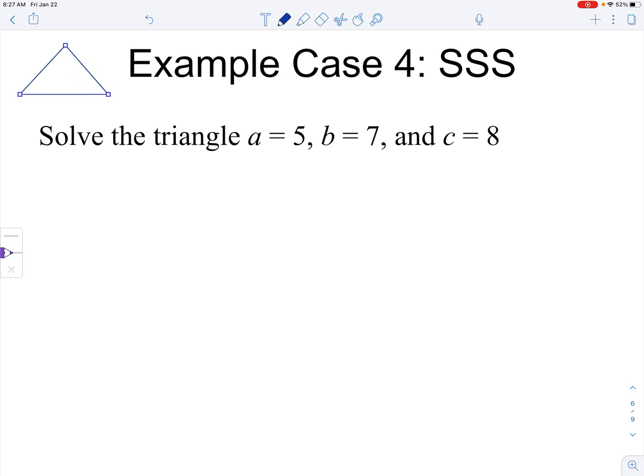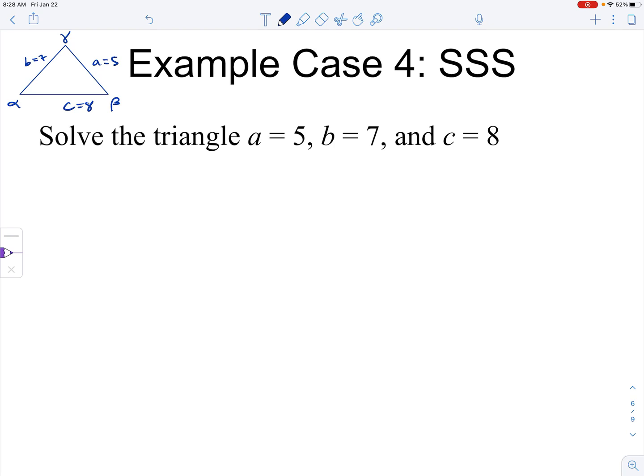Okay, side, side, side case. So you know all three sides and you are solving for all of the angles. We don't know alpha, gamma, or beta. Side A equals 5. Side B equals 7. Side C equals 8. Doesn't really matter the order.